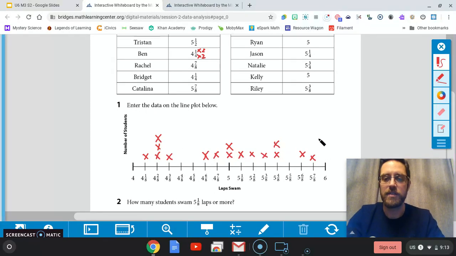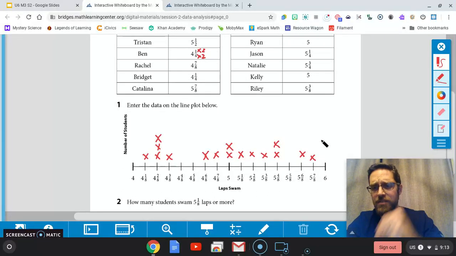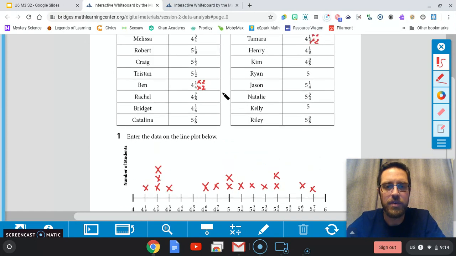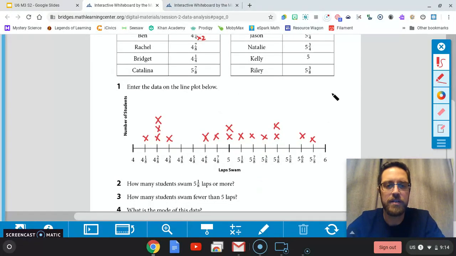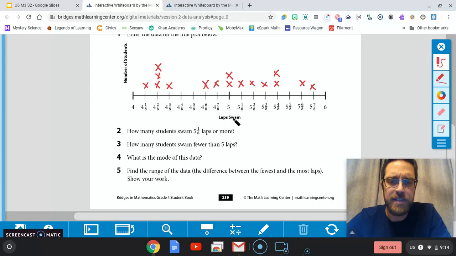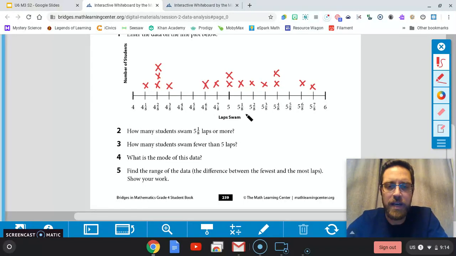All right, so there's a very good chance that I have all of my data points that I need. Now that I made my line plot and plotted all of the data points I've collected up here, let's go down and look at the question. How many students swam 5 1/8 laps or more? Is this including 5 1/8 or just more? Well, it says how many swam 5 1/8 laps or more. So this is including it.